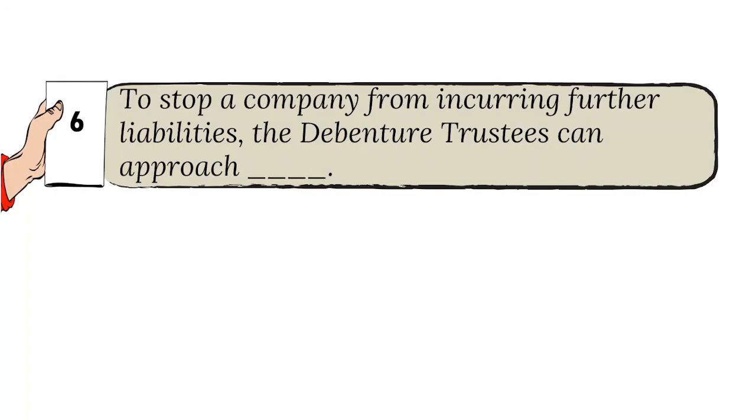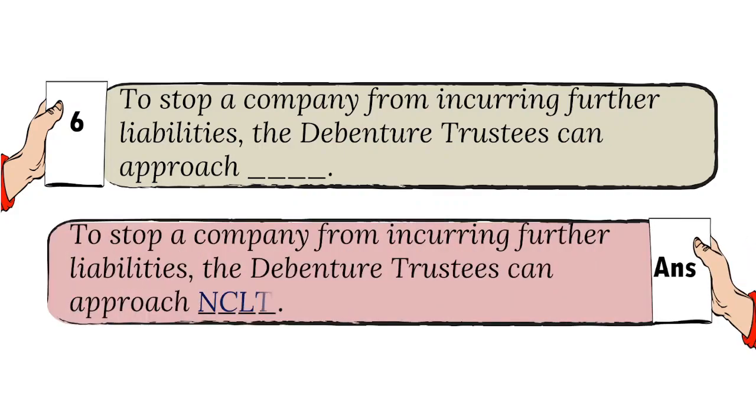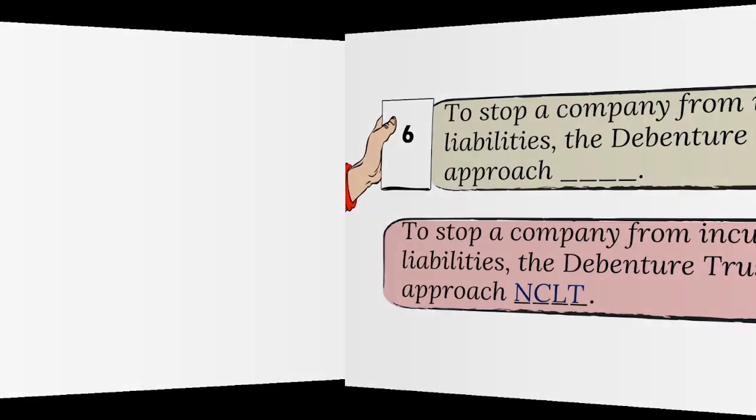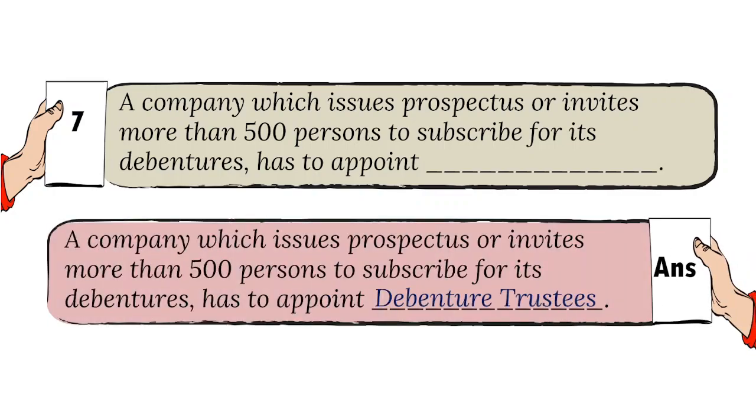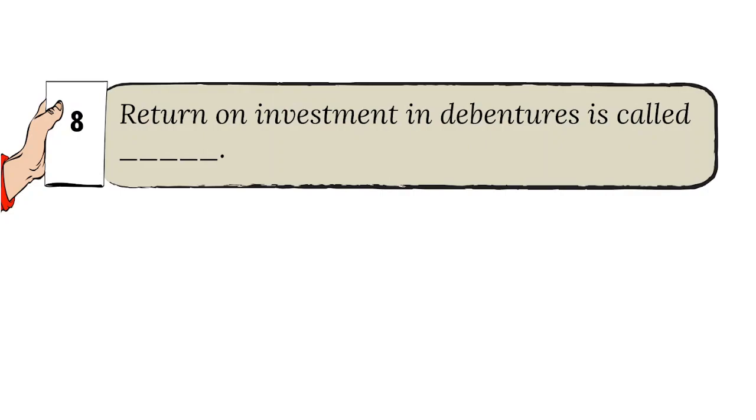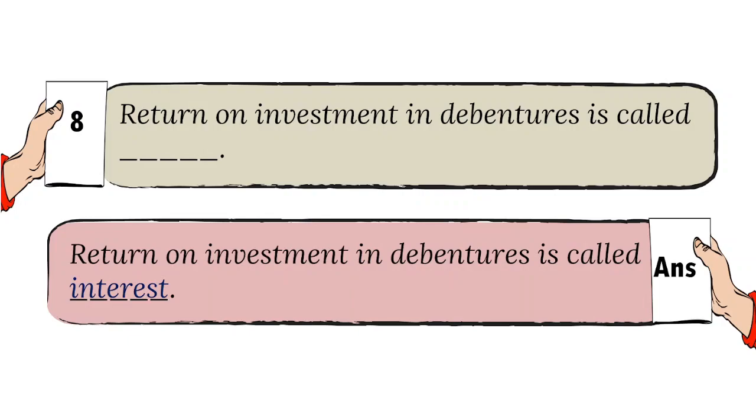6. To stop a company from incurring further liabilities, the debenture trustees can approach dash. And the answer is NCLT. 7. A company, which issues prospectus, or invites more than 500 persons, to subscribe for its debentures, has to appoint dash. And the answer is debenture trustees. 8. Return on investment in debentures is called dash. And the answer is interest.